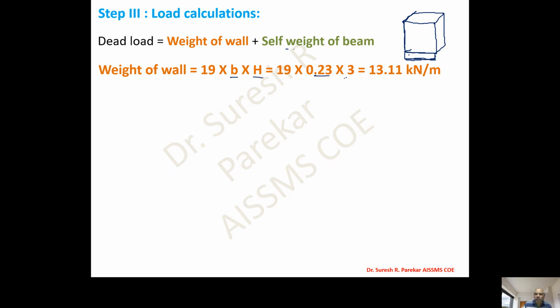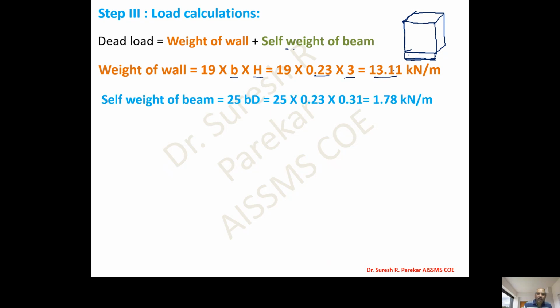So 0.23 into 3, we will get 31.11 kilonewton per meter. Then self weight of beam is 25 B into D. So 0.25, unit weight of concrete, into 0.23 into 0.31 is 1.78 kilonewton per meter. And then total dead load we will get 14.89 kilonewton per meter.